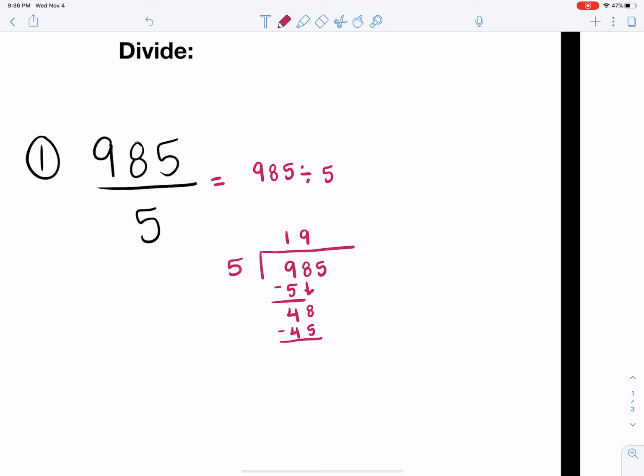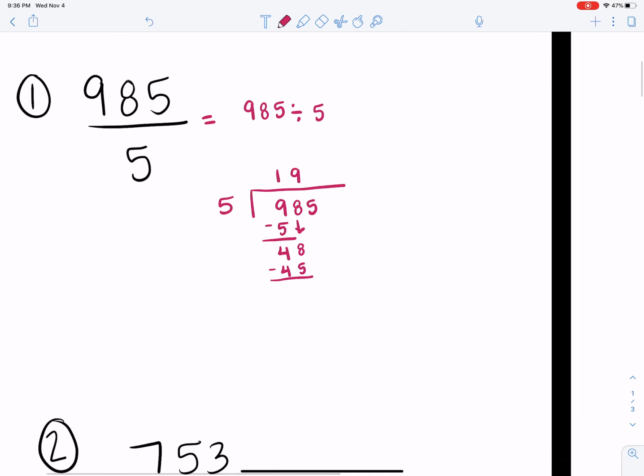Then you subtract to figure out what's left. 48 minus 45 is 3. Bring down the 5. 5 divides into 35 7 times because 7 times 5 is 35. And we have 0 left over. So 985 divided by 5 is 197 with no remainder. There's nothing left over, so it divides evenly.